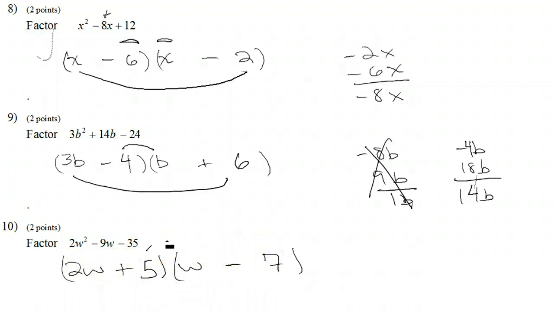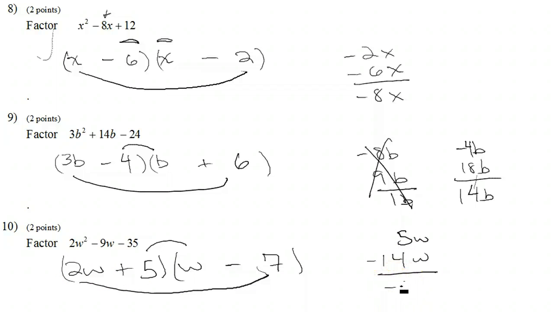And let's just check again the inside outside. And what do we get? Inside is 5w. Outside, 2 times negative 7 is negative 14w. And that adds up to negative 9w, which is what we want. So here's our answer.